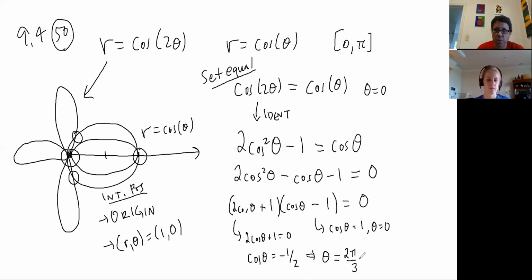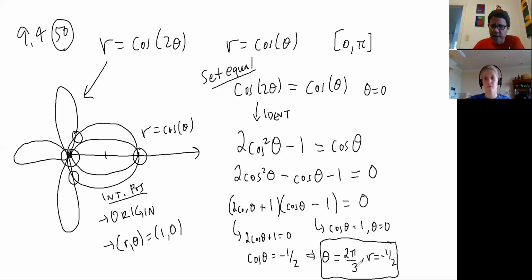So there is my value. And what would be the R value on that one? Well, the nice thing is I'm doing intersection points, so all I've got to do is take this and plug it back into either one of these two equations to figure out what R is. So if I put 120 degrees in there, well, look, it's the same. So this ends up being -1/2. And so that right there is my other intersection point.